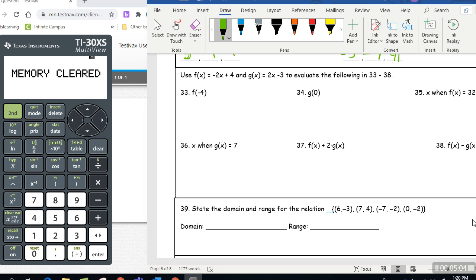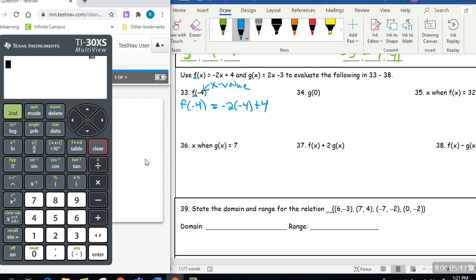33 through 38. We're dealing with some functions here. And we're going to evaluate and combine like terms for some of them. So 33. Here we're given f of -4. So this we have to remember is an x value. That's going to be our input. So here we've got f, so that means we're going to use the f of x function. So we've got f of -4 equals -2 times -4 plus 4.